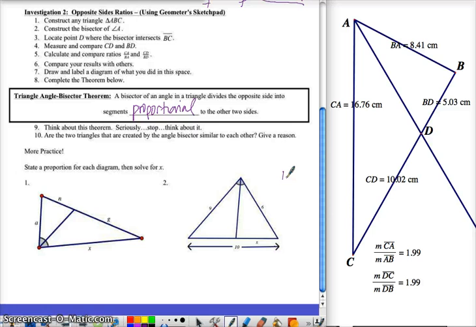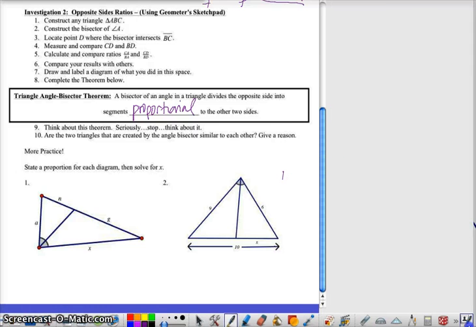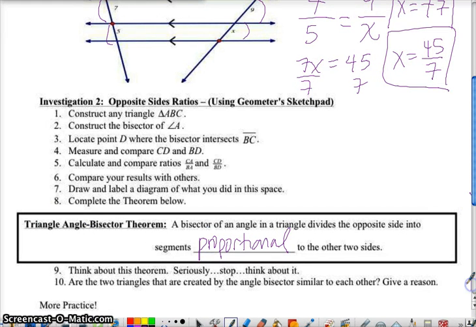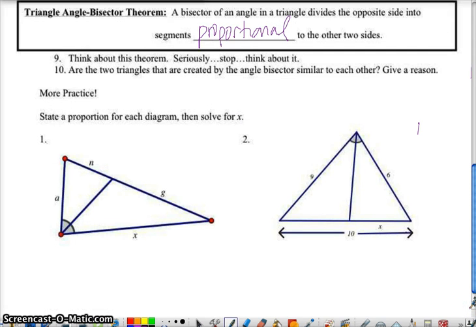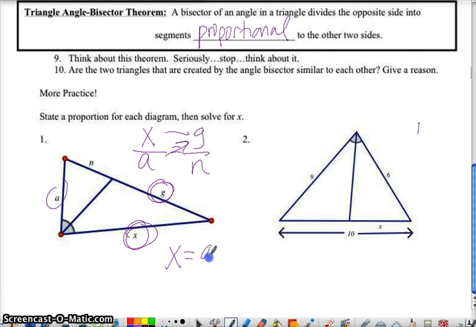Okay, let's jump down to these bottom two examples. Try to finish in 15 minutes. It says, state a proportion for each diagram, then solve for x. So from that theorem, I'm going to say that x is to A as G is to N. Right, so I go large and large, they have to match up here. So how do I solve for x? I just cross multiply here. So I get A times G divided by N. They're variables, but it doesn't matter.